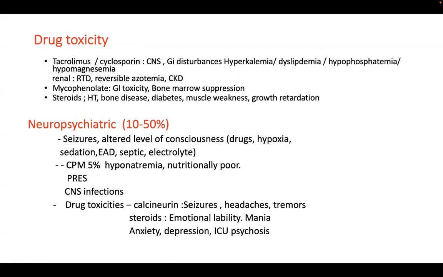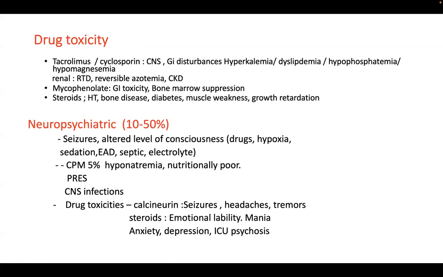CNS infections, like we've discussed, aspergillus, cryptococcus, other bacterial and fungal infections of the CNS can occur. And drug toxicities per se can lead to a lot of neuropsychiatric disturbances. With calcineurin inhibitors, the commonest are headache and tremors, and they can have seizures, especially when combined with hypomagnesemia. Steroids can cause a lot of emotional problems when patients are pulsed and on high-dose steroids; steroids can precipitate emotionally labile states, and they can precipitate mania. Likewise, anxiety, depression, and ICU psychosis.